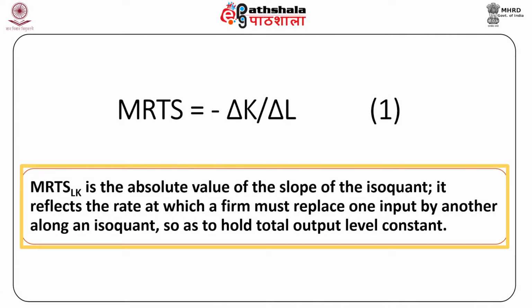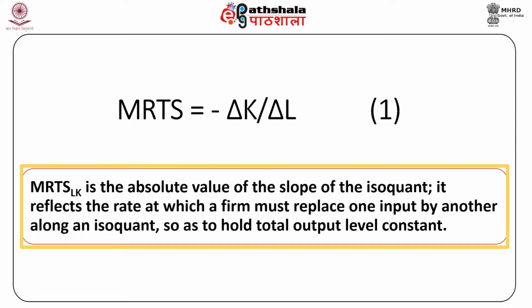Mathematically, it is given by MRTS equals minus change in K by change in L. This is given as equation 1. The minus sign is added to make the MRTS positive, since change in K by change in L is always negative because of the slope of the isoquant. It is important here to know that MRTS diminishes as we move from left to right along an isoquant. As more and more labor is substituted for capital while holding the output constant, the absolute value of change in K by change in L falls.